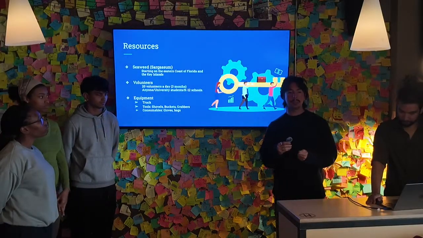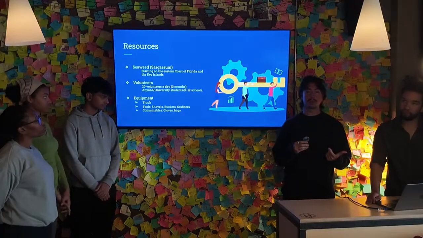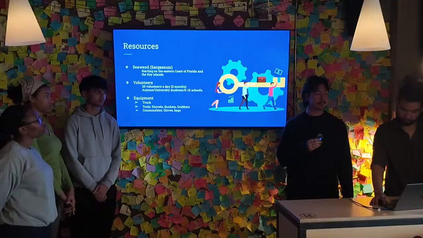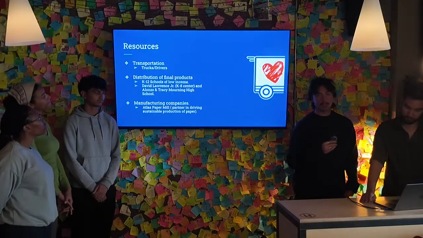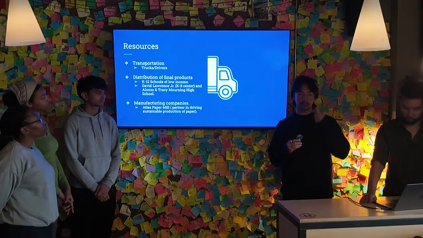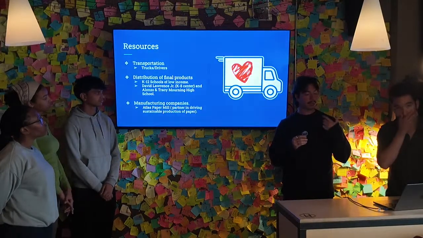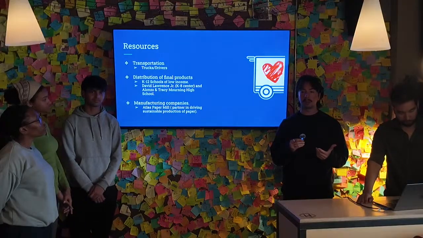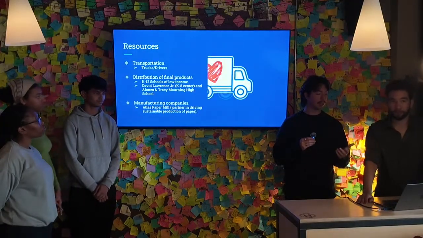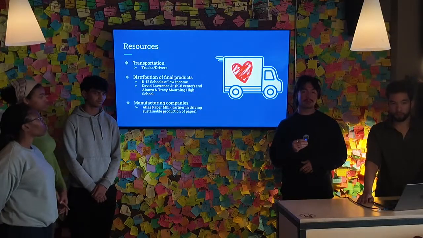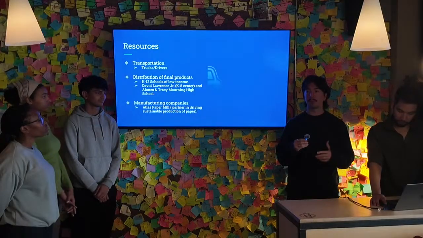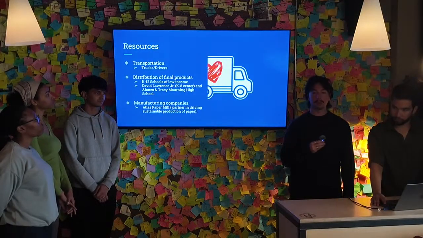The equipment we're going to need is trucks, tools such as shovels, buckets and grabbers, as well as consumables such as gloves and bags. The transportation, we're going to be mainly focused on trucks, and of course we're going to need drivers for that. And the distribution of the final product is going to be to low-income K through 12 schools. Specifically for this pilot, we're going to focus on David Lawrence K through 8 Center and Tracy Moying High School. And of course, our manufacturing company is going to be the Alice Paper Mill, which is going to help us create the paper and the notebooks, and distribute the notebooks.